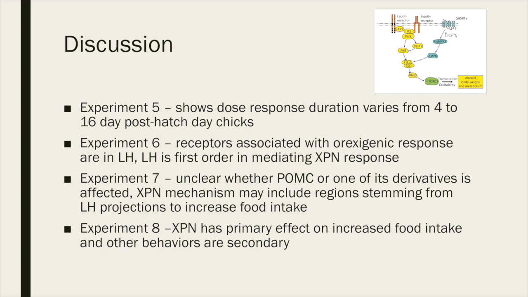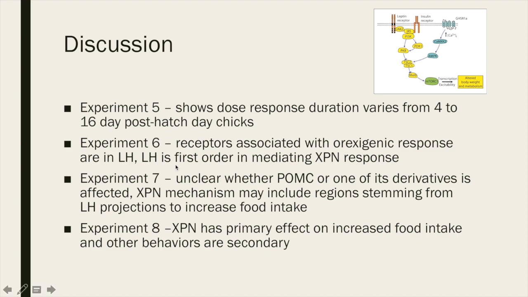In experiment 6, the receptors associated with the orexigenic response are in the lateral hypothalamus, and the lateral hypothalamus is first order in mediating the XPN response. Experiment 7 showed that it's unclear whether POMC or one of its derivatives is affected, and that the XPN mechanism may include regions stemming from the lateral hypothalamus projections to increase food intake. Additionally, XPN may act alone at the lateral hypothalamus to stimulate hunger, or it may act with other confounding factors to project through the hypothalamus.